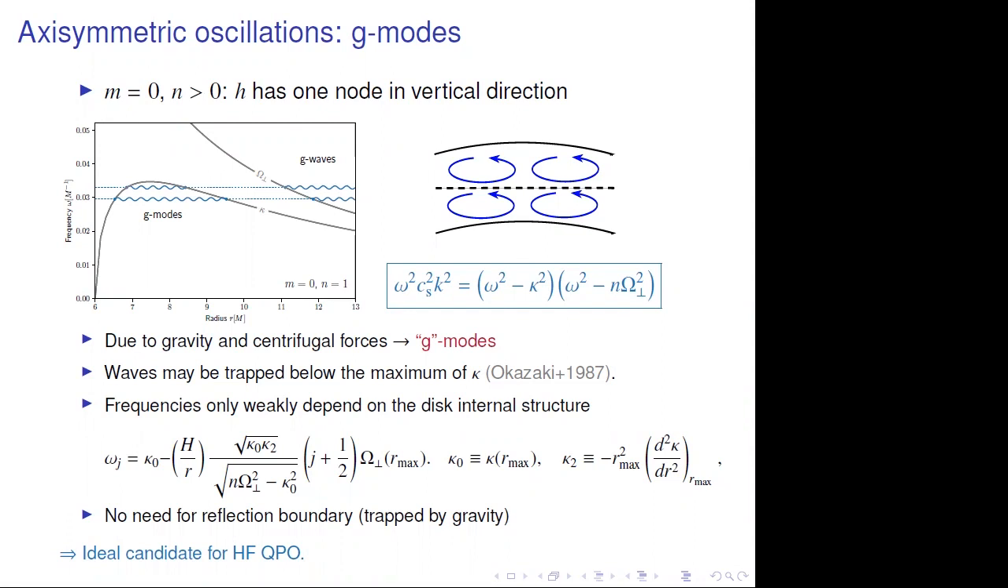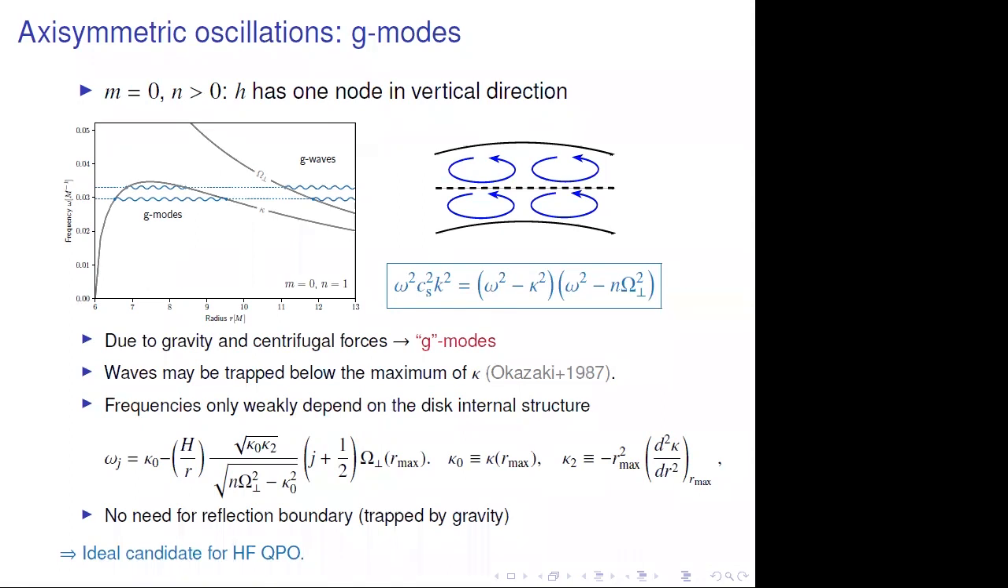So if you have access to the oscillations, g modes. So now it is the same, but n is greater than zero. So it means that there is some vertical structure. And so then if you substitute into this dispersion relation, it looks like this. And you can satisfy it, now it depends a lot. And basically what is happening is that these modes can propagate either below the radial epicyclic frequency or some multiple of the vertical frequency. So a typical propagation diagram looks like this.